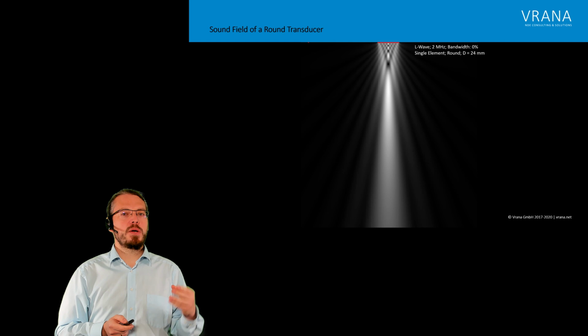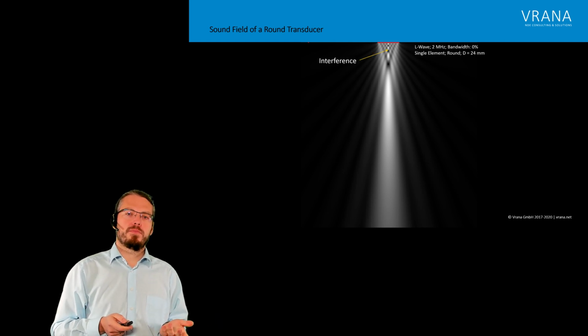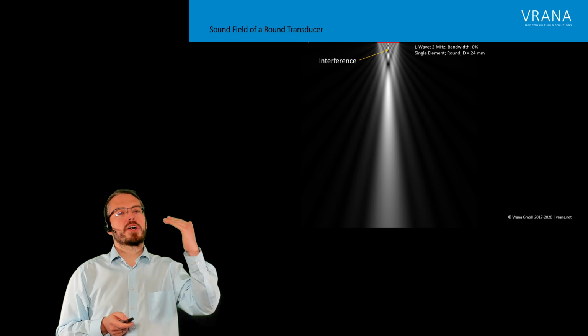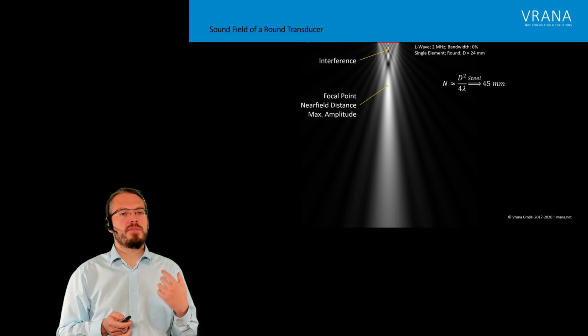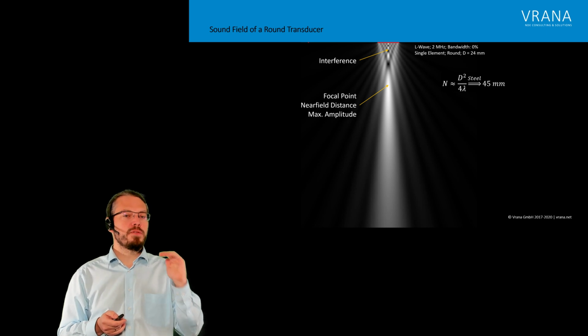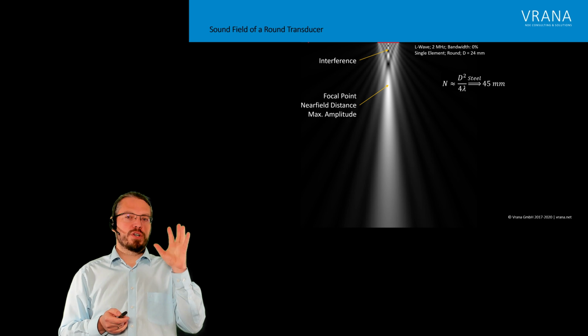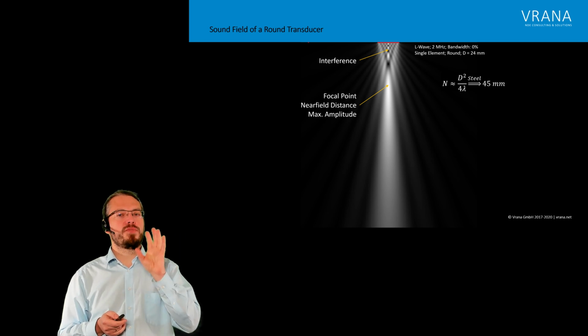Now, what we can see in the near field are some interference patterns. Then we come to a point where we have a maximum amplitude. This is our natural focal point. This is our near field distance. And for this probe, this is 45 millimeters.